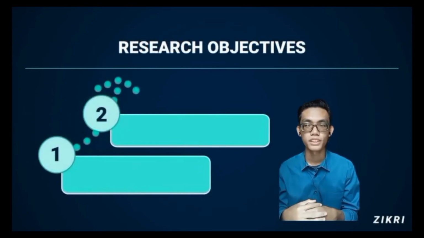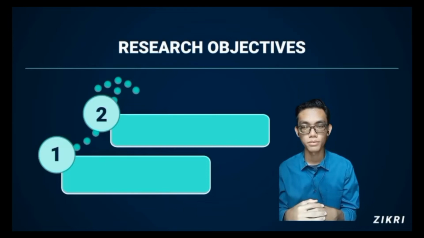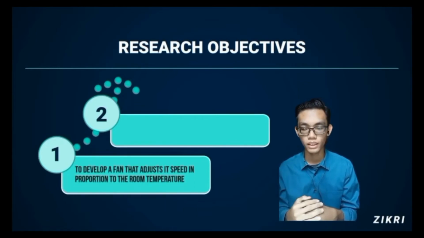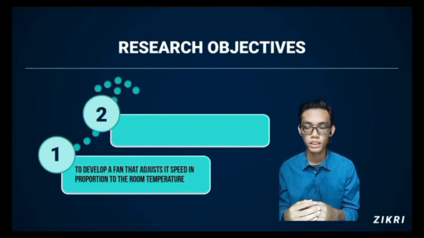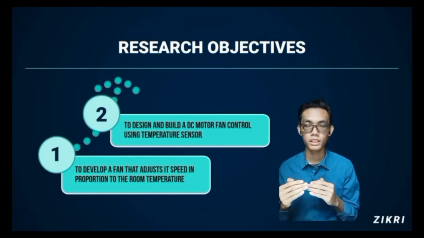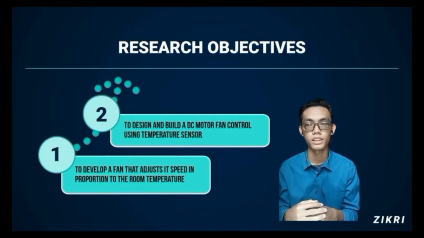Okay, for the research objectives, we have listed two main objectives. The first one is to develop a fan that can adjust its own speed in proportion to the room temperature. And the next one is to design and build a DC motor fan control using a temperature sensor. So this is actually what guided us throughout the development of our project.